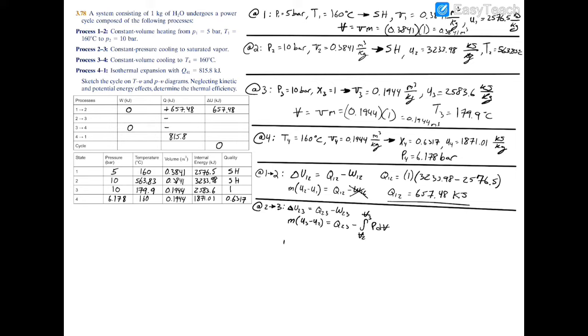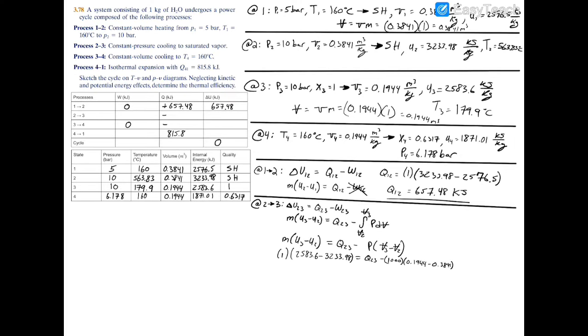Now, if you evaluate this integral, you're going to have that the mass times the change in specific internal energy, once again, is going to be equal to the heat transfer from 2 to 3 minus the pressure times V3 minus V2. So now this is all stuff we can work with. We just plug in our numbers.